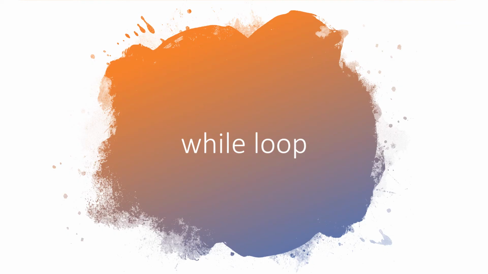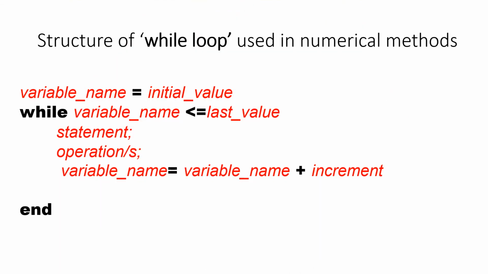While loops are used when we don't know exactly how many times a loop should run, but we do know under what condition it should stop. This is the general structure of the while loop we use in numerical methods.